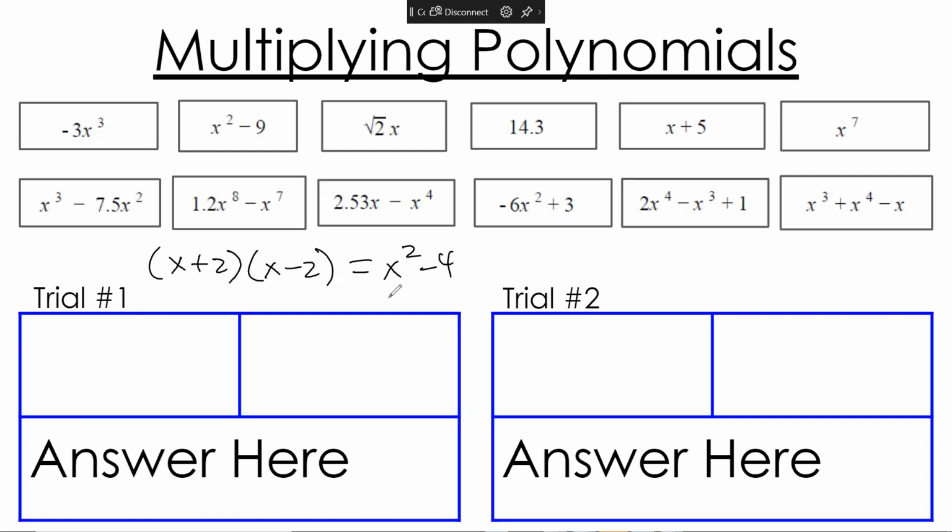What if you did negative x? There would still be a negative x squared, like right here. You still have negative x. Okay, so this one will always work, right? We will always have a polynomial. If you start off with two polynomials, you will result in a polynomial.